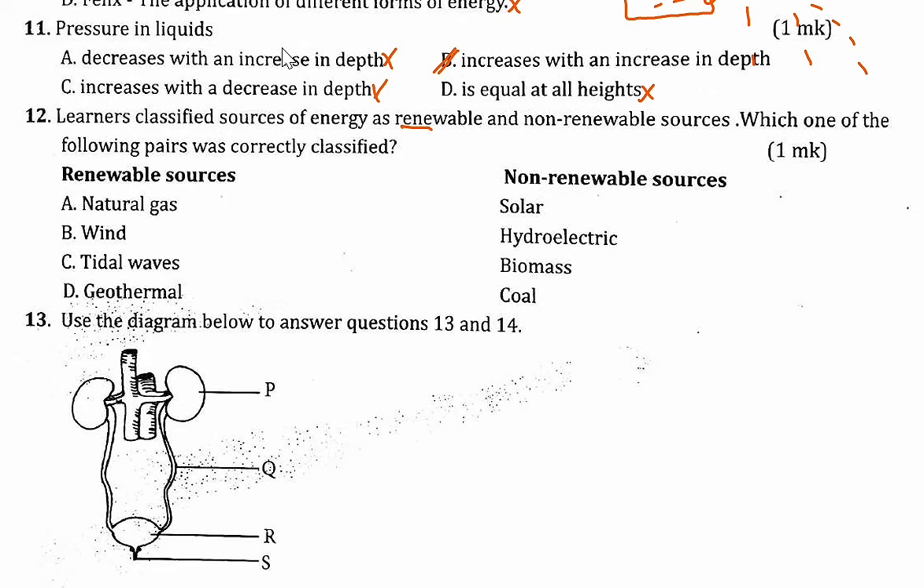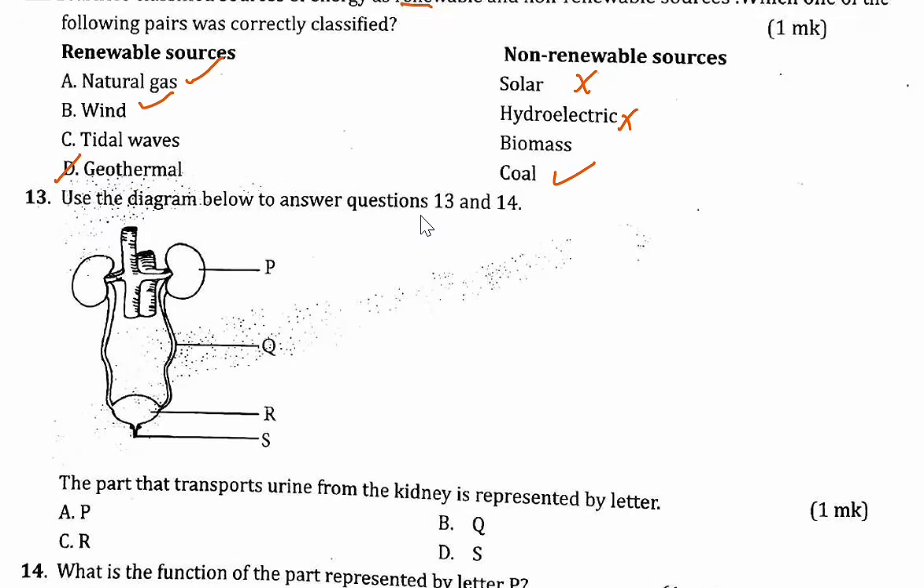And non-renewable, this is when the energy sources, when they are used, they run out. So we're going to look at the options. Which one is the correct one? Natural gas is a non-renewable source. This is true. What about solar? This is not non-renewable. It is renewable, but therefore this is not correct. Wind, renewable. Hydroelectric, not. This is renewable. So the correct answer is D. Geothermal is renewable. Coal is not renewable. Therefore, the correct answer is D.